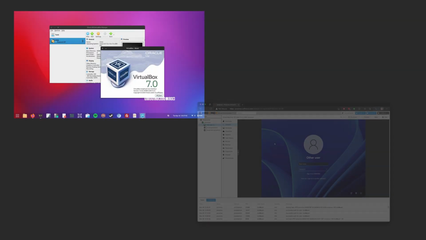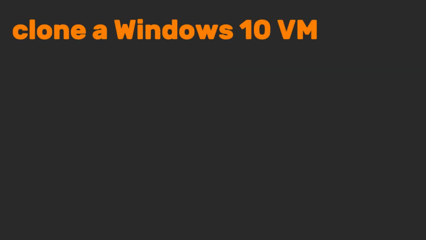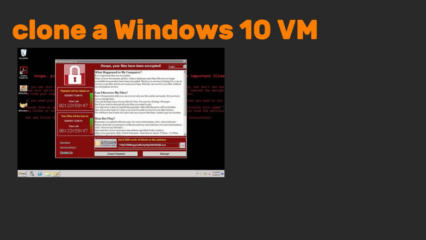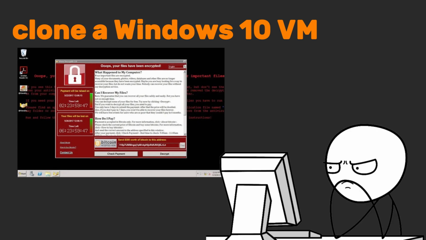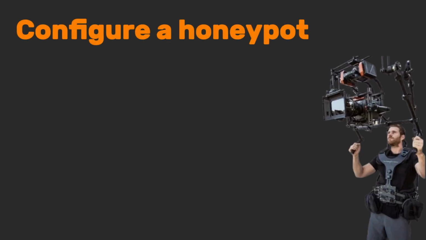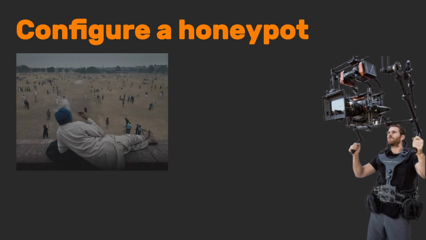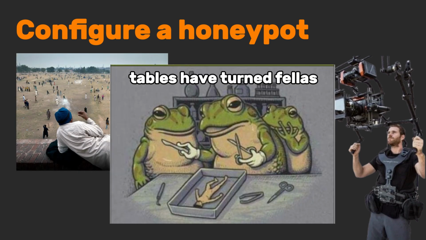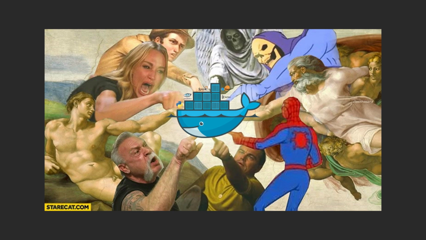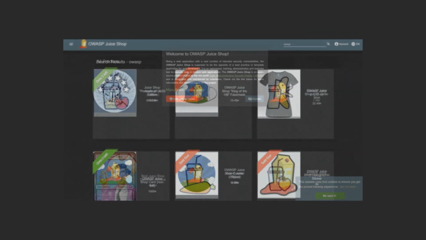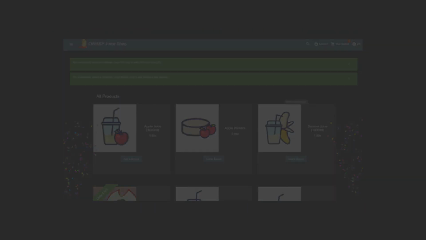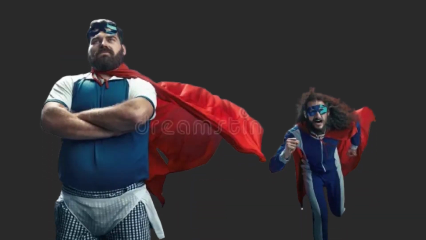Set up VirtualBox or Proxmox, clone a Windows 10 VM, infect it with mock ransomware, and analyze its behavior in Wireshark. Configure a honeypot, deploy a fake IoT camera on your network, and watch hackers attack it, then dissect their methods. Use Docker to spin up vulnerable web apps like OWASP Juice Shop. Practice SQL injections until you dream in semicolons. Your lab is where you break things, so the real world stays unbroken.